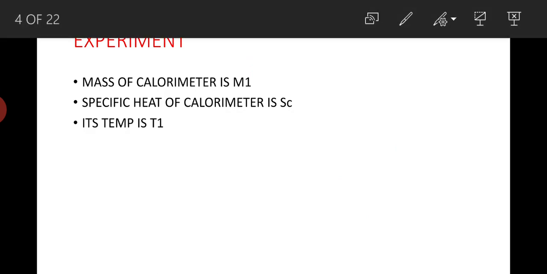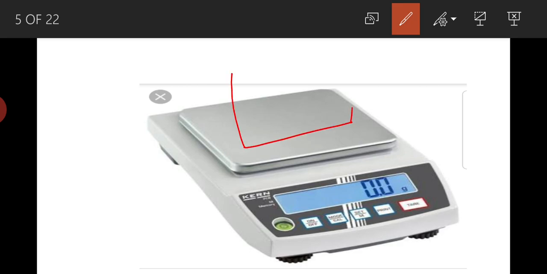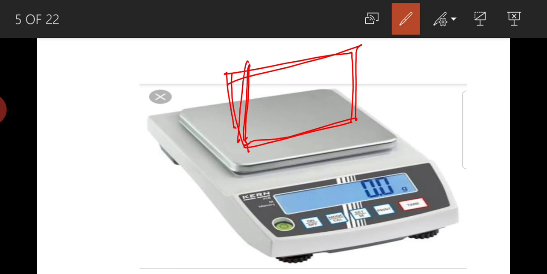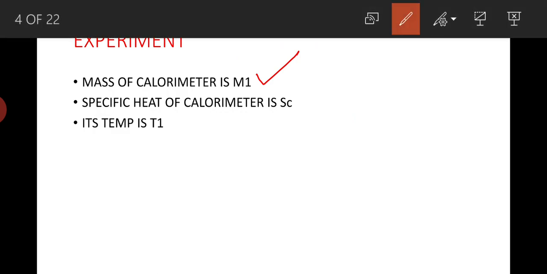Now let us go to the actual experiment. First, you need to measure the mass of the empty calorimeter by putting it on a weighing machine. Place the empty calorimeter on this weighing machine and note down the mass of the empty calorimeter along with the stirrer. The mass of the empty calorimeter, we take it as M1. Specific heat of the calorimeter is SC.